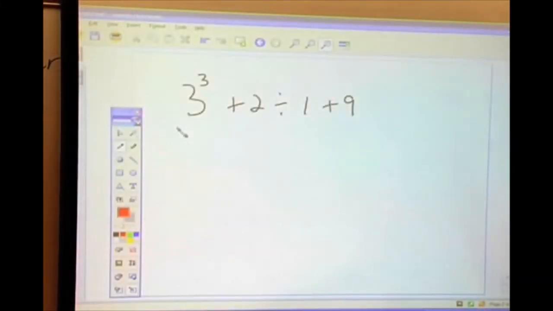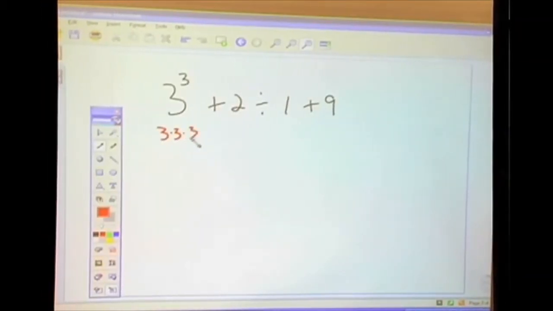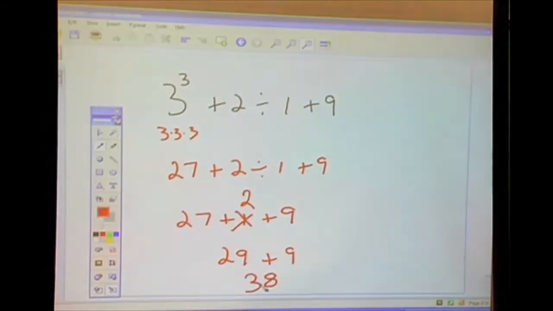What can we do? Vanessa? 38. Rudy? 38. Okay, so what is 3 to the third power? 27. How did you get 27? 3 times 3 times 3. Good. 3 times 3 times 3 is 27. Okay, so 27 plus 1 is 28. 28 plus 9 is 37. What's wrong, Mateo? It's not 1? Why? So how do I do it? How do I divide? 2 over 1. What is 2 over 1? 2. Okay, so this should be 2. So now what do I do, George? 29 is 38.